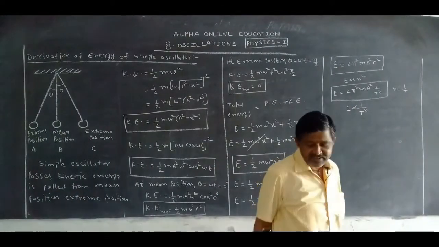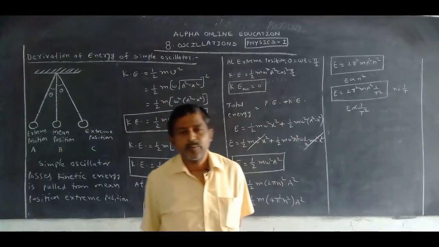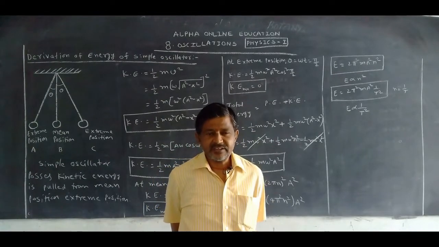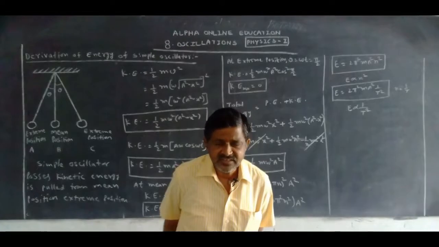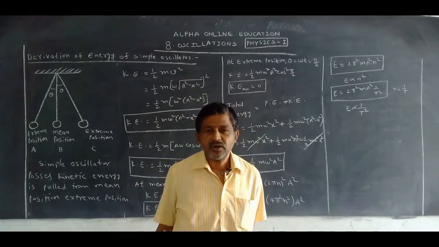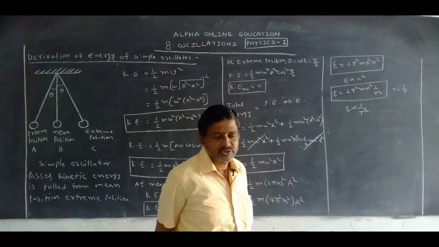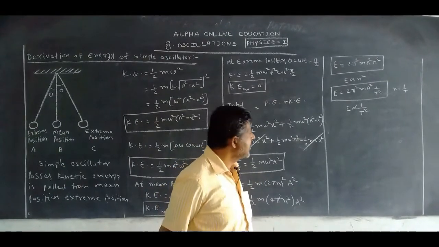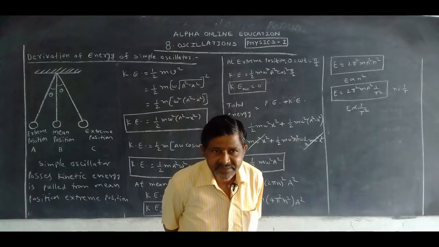Means the energy of the simple oscillator is proportional to square of the frequency. When the frequency increases, energy increases. What is the meaning of frequency? Number of oscillations in 1 second is called frequency. That's why the energy of the simple oscillator is proportional to square of the frequency, or inversely proportional to square of the time period.